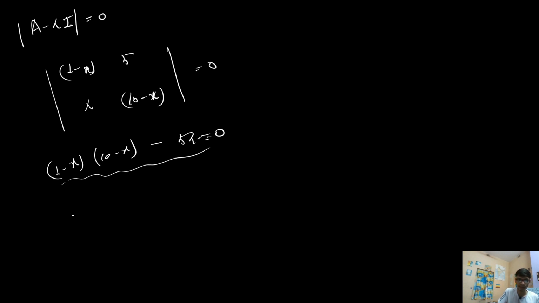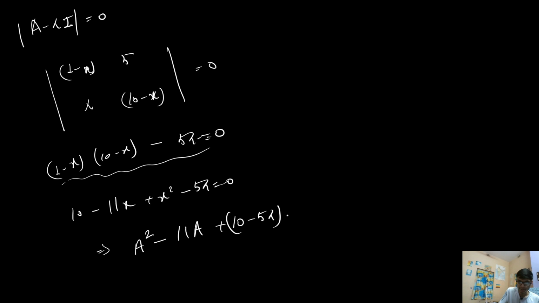Now from here I can write the relation as 10 minus 10x, and this will be minus of x, that is minus of 11x plus x square minus of 5 lambda is equal to 0. Now from here I can also write the relation as A square minus 11 times of A, plus 10 minus 5 lambda times of identity matrix is basically equal to null matrix.